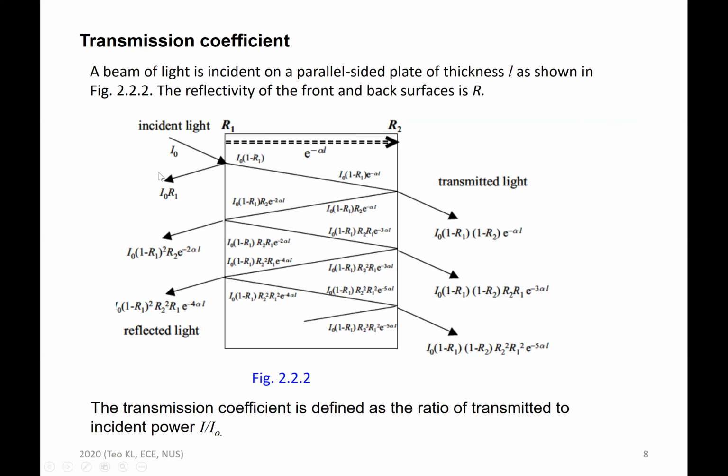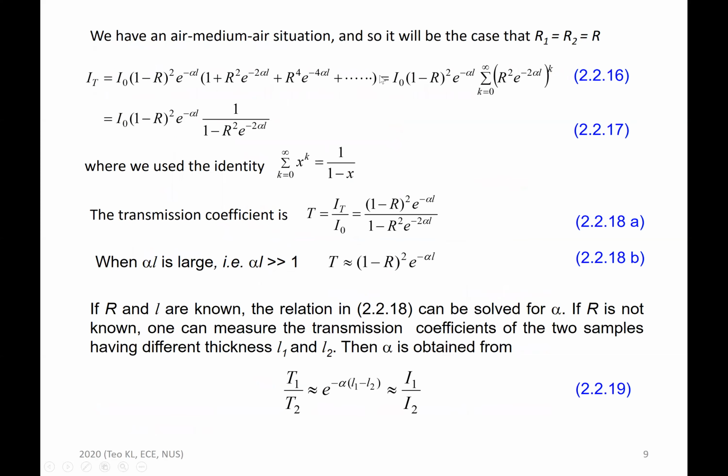So we have an air, medium, air situation. And it's easier to see if we assume the front and back reflection coefficients to be the same, R1 equals R2 equals R. So for the transmitted intensity, you sum up all these terms, and you use some mathematical identity to convert this formula into this term. So the transmitted intensity is I naught, the incident intensity, times (1 minus R) squared e to the minus alpha L, times 1 over 1 minus R squared e to the minus 2 alpha L. If you bring the I naught over, it becomes I_T over I naught, which gives you the transmission coefficient, which is this term.